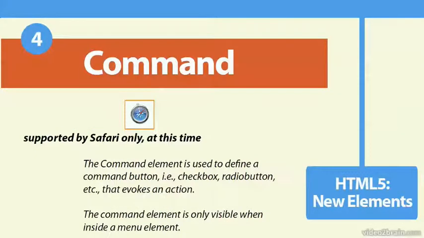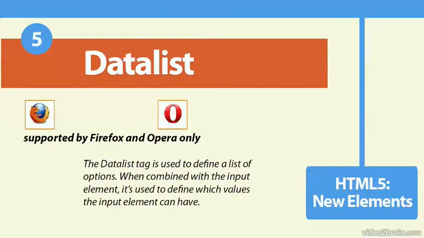The command tag is supported only by Safari at this time, and it's used for a command button that evokes an action, such as a form element like a checkbox or a radio button. The datalist is supported only by Firefox and Opera at this time, and it's used to define a list of options.